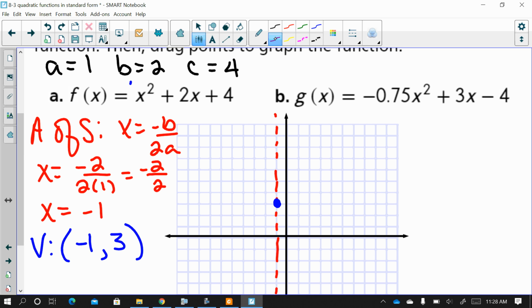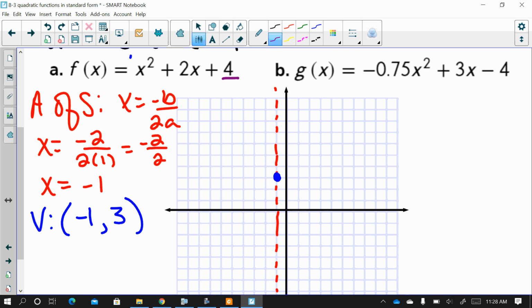Okay, I should find my y-intercept. Remember, that's just C. So my y-intercept is 4. So 1, 2, 3, 4. And I reflect him over. He's 1 spot away from my axis of symmetry, so 1 spot the other way.